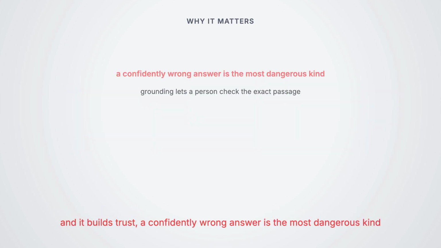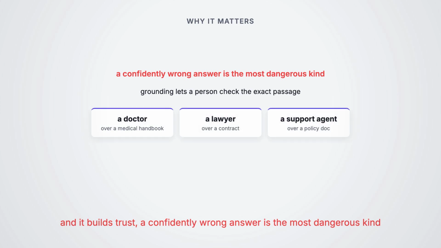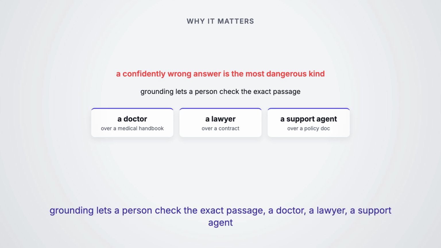And it builds trust. A confidently wrong answer is the most dangerous kind because you have no reason to doubt it. Grounding lets a person check the exact passage the answer used, which matters most for a doctor over a medical handbook, a lawyer over a contract, a support agent over a policy document.